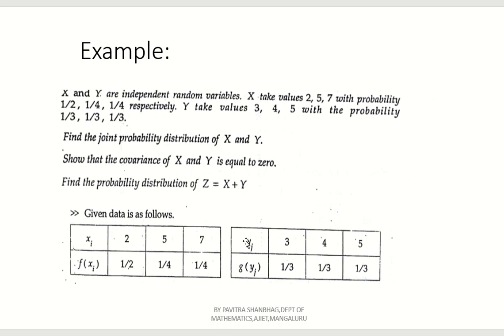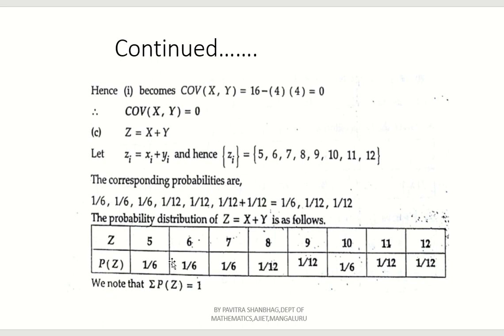See, 2 plus 3 is 5. 2 plus 4 is 6. 2 plus 5 is 7. Similarly, 5 plus 3 is 8. 5 plus 4 is 9. 5 plus 5 is 10. Next, 7 plus 3 is 10. 7 plus 4 is 11. 7 plus 5 is 12. So what you will get? We will get values from 5 to 12 continuous.